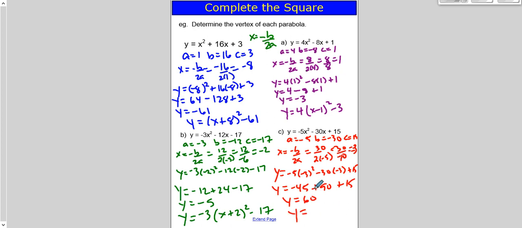So my vertex then is my a value, which is negative 5. My x value, which was negative 3, when it goes inside the brackets, becomes a positive 3. And then my y value plus 60. Cool. Okay, so let's take a look at when we need vertex form.